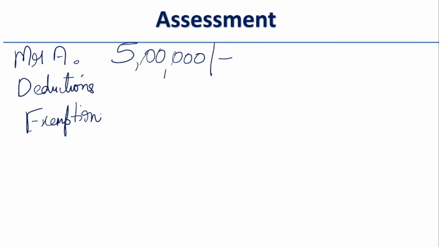There is a topic called deductions and exemptions. So let us think there are deductions of 20,000 and exemptions of 10,000.